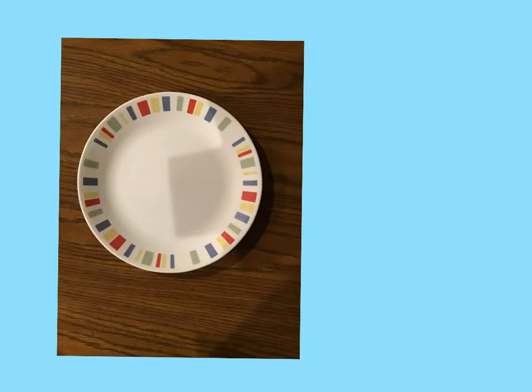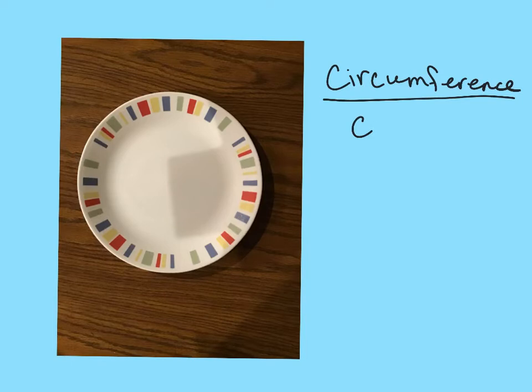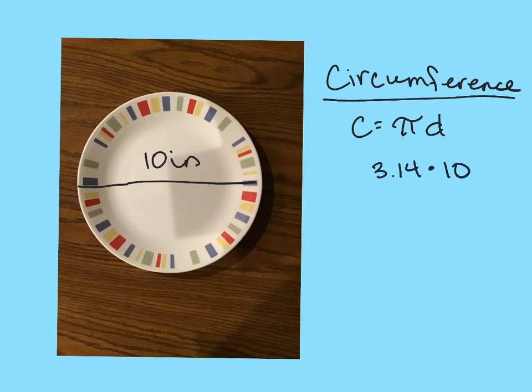I am going to find circumference of my plate. To find circumference, I am going to use the formula circumference equals pi times the diameter. I measured my plate, and I got 10 inches for my diameter. So I'm going to do 3.14 for pi times my diameter, and that gives me a circumference of 31 4/10 inches.